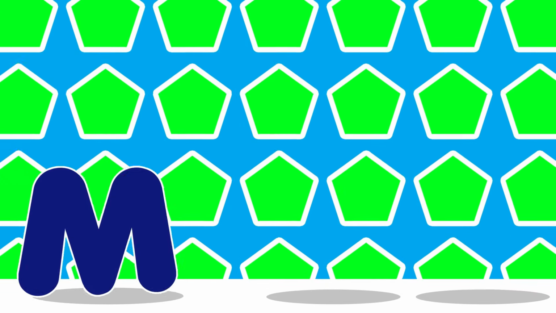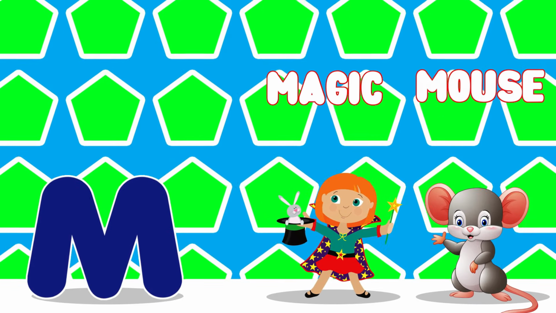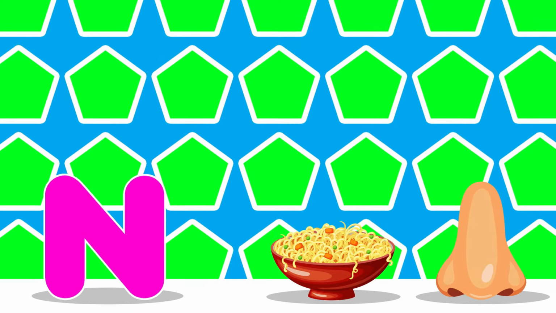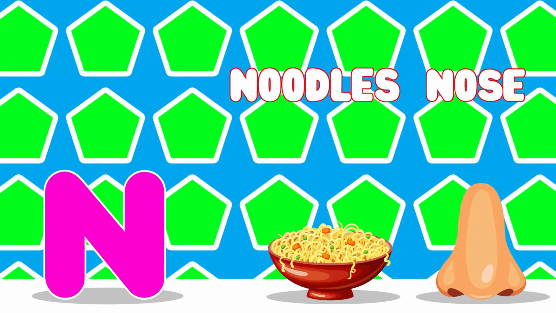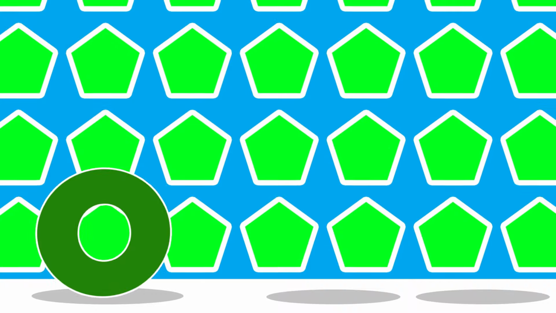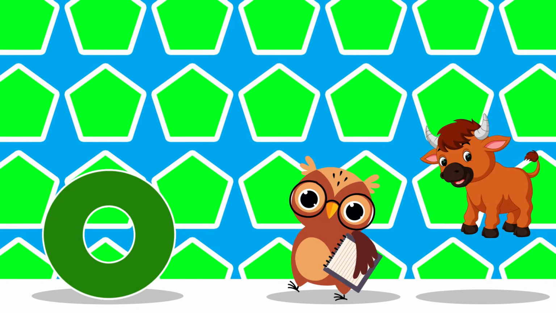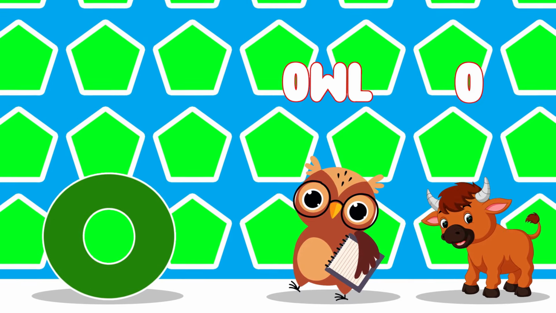M is for magic. Mouse. Magic. Mouse. N is for noodles. Nose. Noodles. Nose. O is for owl. Ox. Owl. Ox.